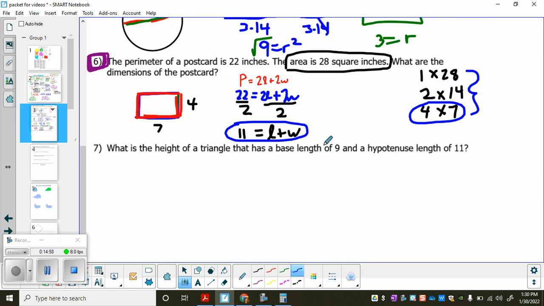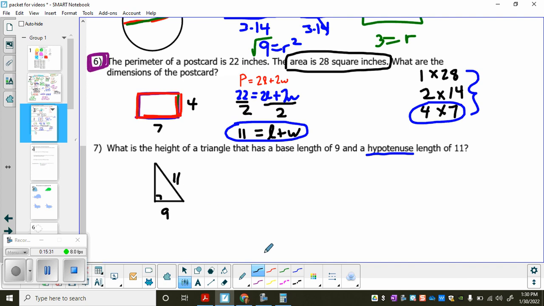And now last but not least, we want to know what is the height of a triangle that has a base length of 9 and a hypotenuse length of 11. So what is the height of a triangle with a base length and a hypotenuse length? Now hypotenuse is in a right triangle. So I'm just going to sketch a right triangle. And we are told here that the base is a 9, the hypotenuse is an 11.